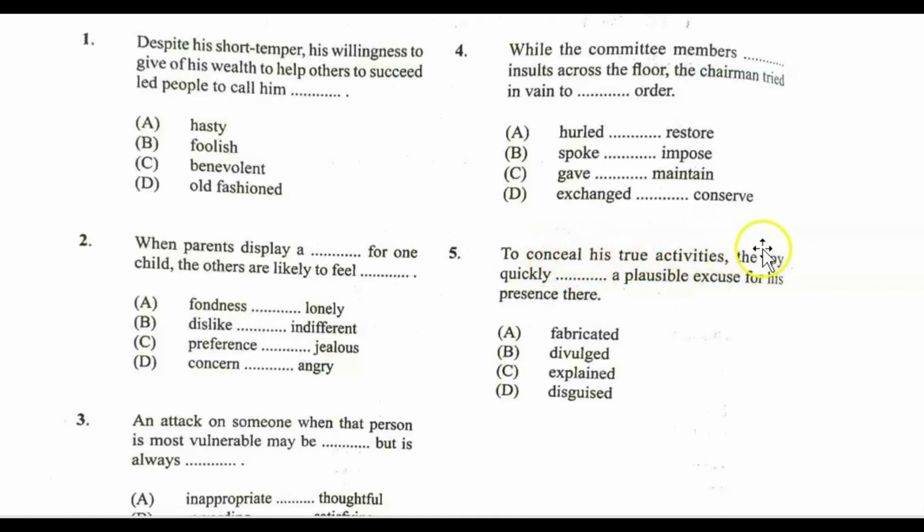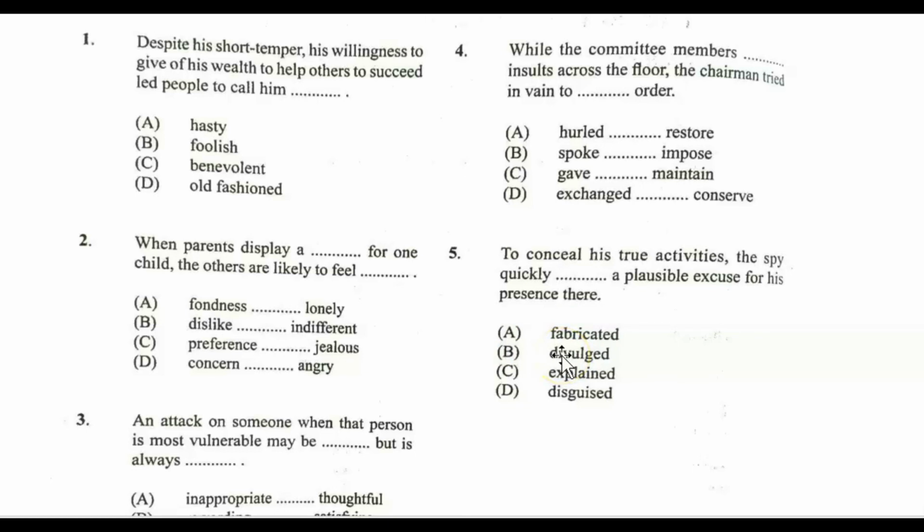So to hide his true activities, the spy quickly something. Now, there are many things one can do to hide things. So what is the best suited word here? The spy quickly something, a plausible excuse for his presence there. So he had to explain why he was there because he didn't want them to know what his true activities were. So what did he do? He fabricated a plausible excuse. Sounds good. Let's check the other options.